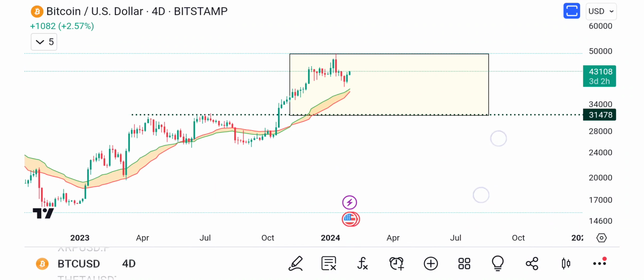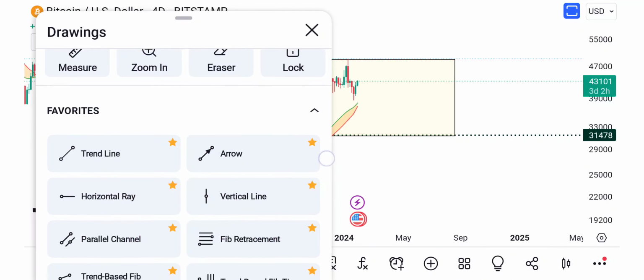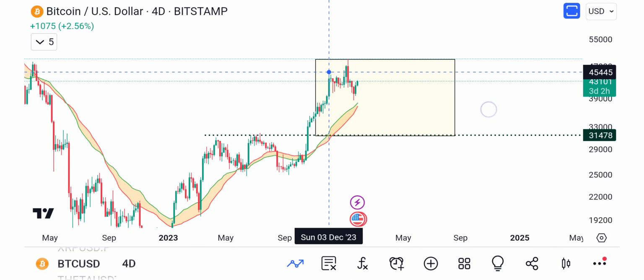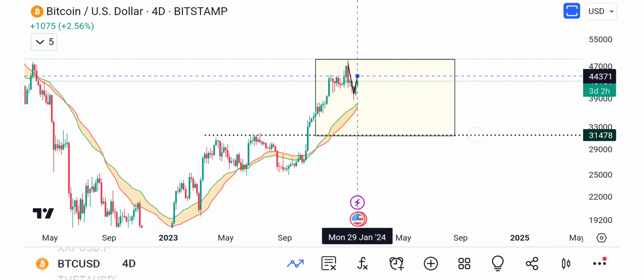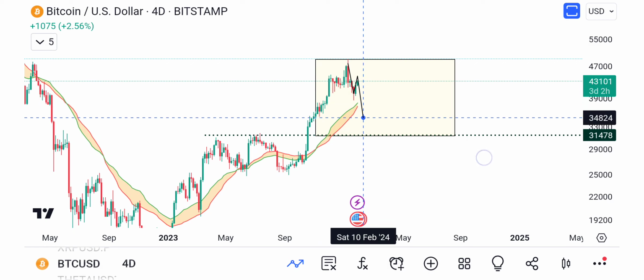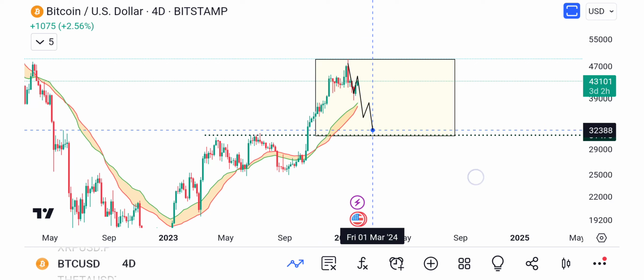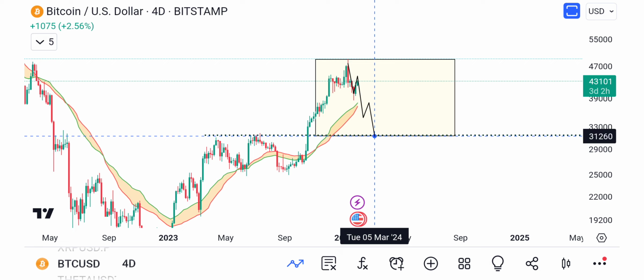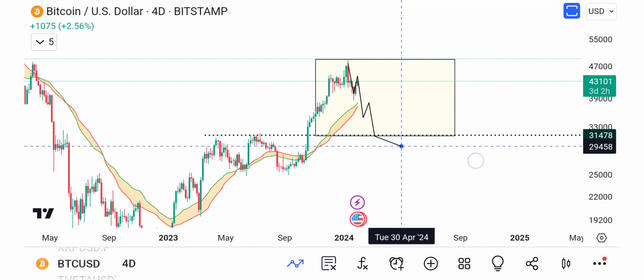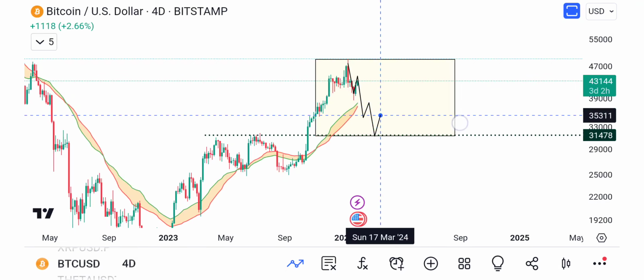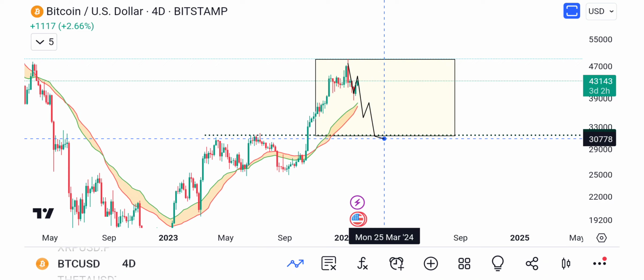So what that would look like, potentially, is something like this, where you have 1, 2, 3, 4, and then 5. Basically, that would be impulsing to the downside. But that impulse would cause panic and everybody would be like, it's over with. But in reality, it's just finding its support before it rallies.